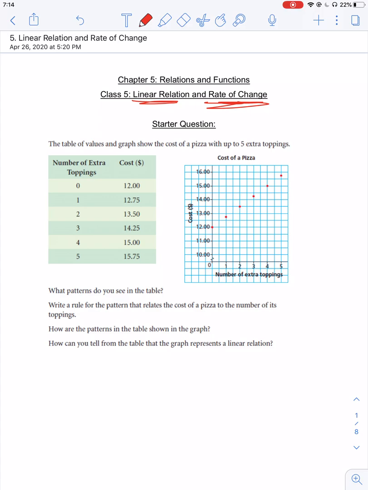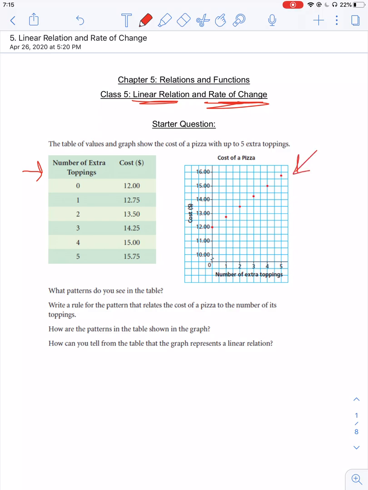So what about the starter question, right? If you could pause and maybe try answering these questions, that would be awesome. But what they're essentially doing over here is they have a table of values, right? And they are representing the table of values using this graph, okay?